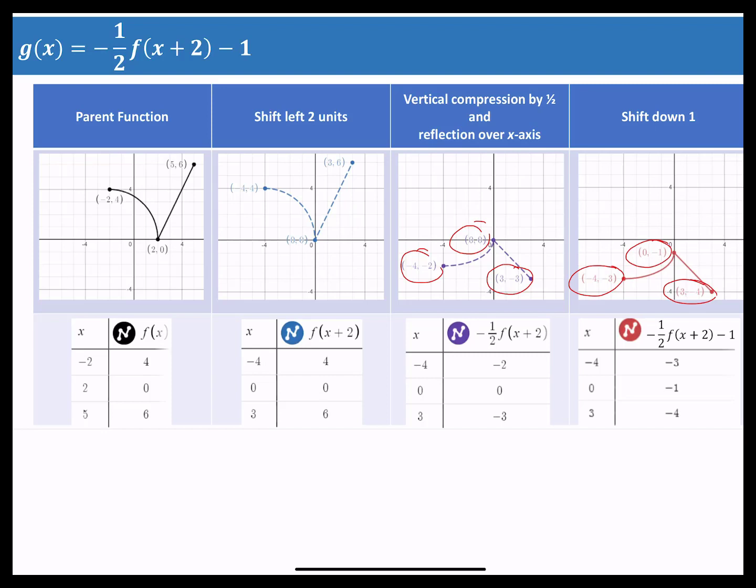Like the other transformations, we can also see this in the table of values. When x equals -4, the output is -3, which is 1 less than -2. When x equals 0, the output is -1, which is 1 less than 0. Similarly, when x equals 3, the output is -4, which is 1 less than -3. In general, we see that shifting the graph down 1 unit is equivalent to subtracting 1 from all the y values of the points on the graph.